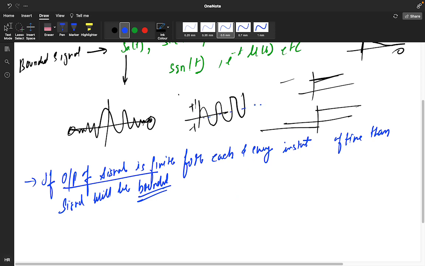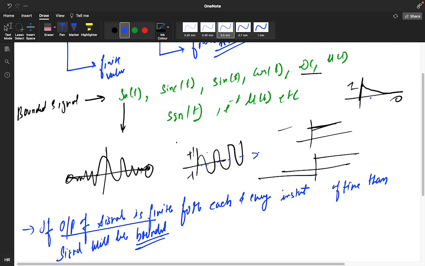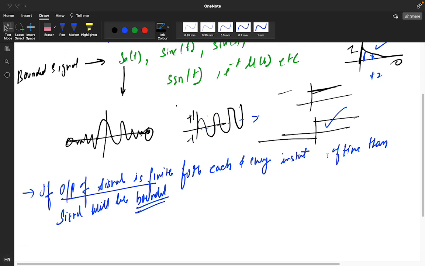These t's are input. So if you see at any instant of time, the output will be either between +1 or -1 in this graph. What inputs are we providing? T. At any instant of time we are getting a finite value, so this is a bounded signal. That's why it is known as a bounded input, bounded output signal. So if the amplitude of the signal is finite for each and every instant of time, then the signal will be bounded.